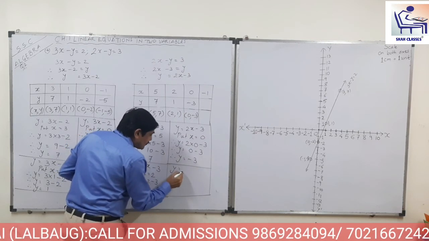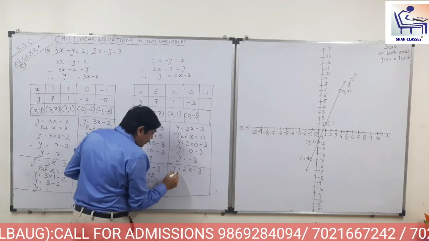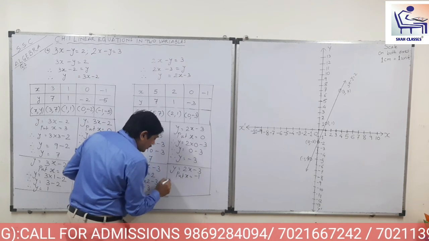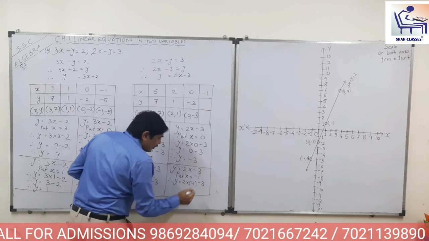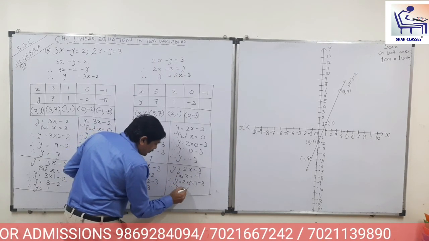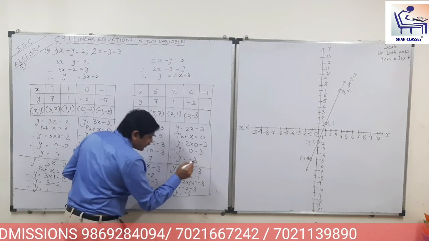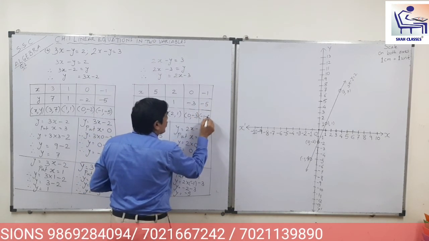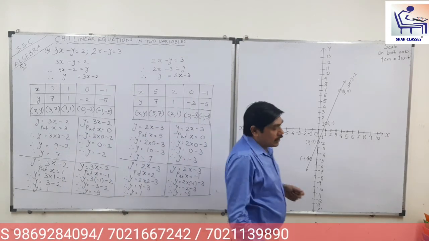For the fourth value, y is equal to 2x minus 3, put x is equal to minus 1, therefore y is equal to 2 into minus 1 and minus 3. Now 2 into minus 1 is minus 2. Minus 2 minus 3 is minus 5. So your 4 coordinates are ready, 4 points. Okay, so coordinates of these 4 points are ready.